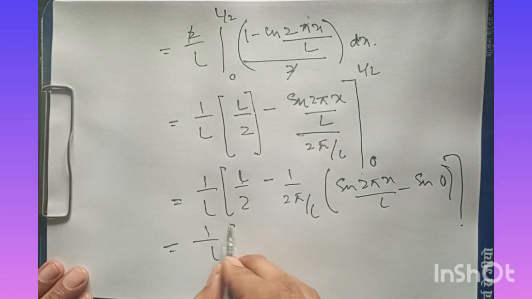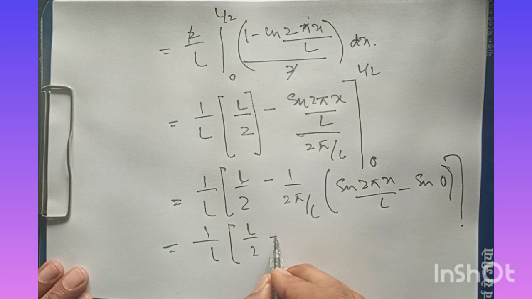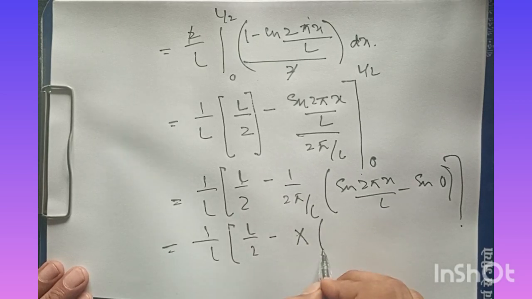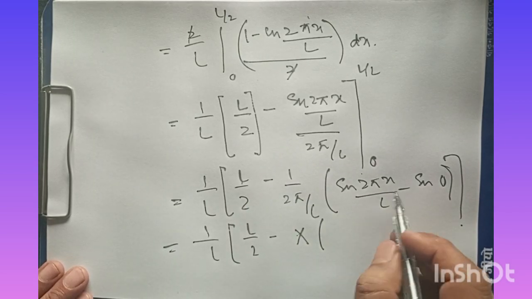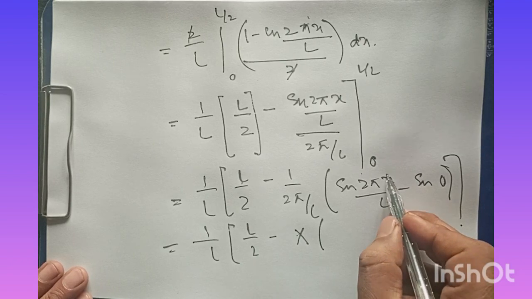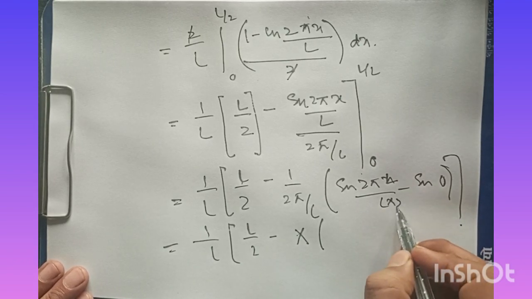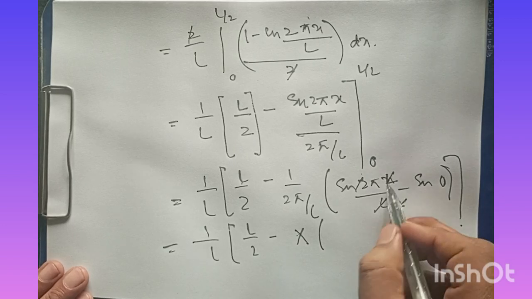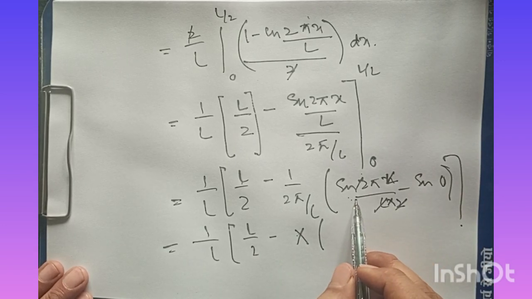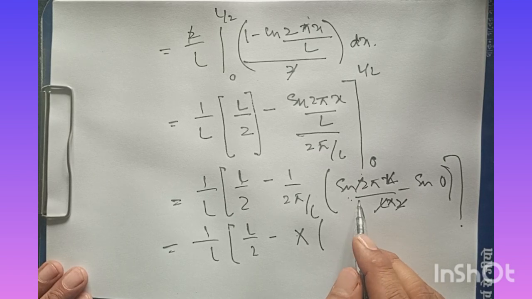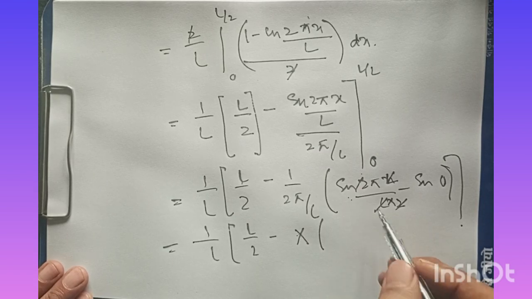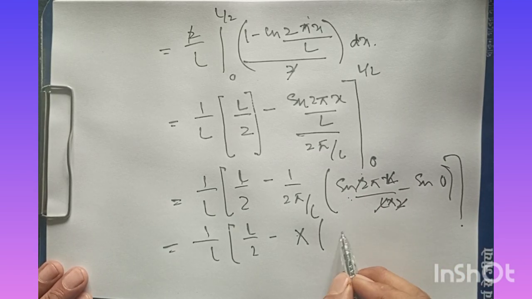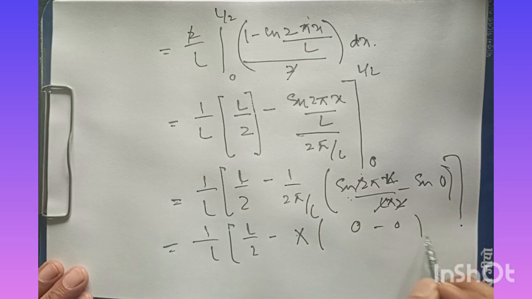So this is 1 by L, this is L by 2 minus, say this whole thing is x. This will be here L by 2 when you give the limits. This 2 and 2 will cancel, and this L and L will cancel, so you'll be left with sine of pi, and this sine of n pi is 0, so this thing is 0 and this thing is 0.